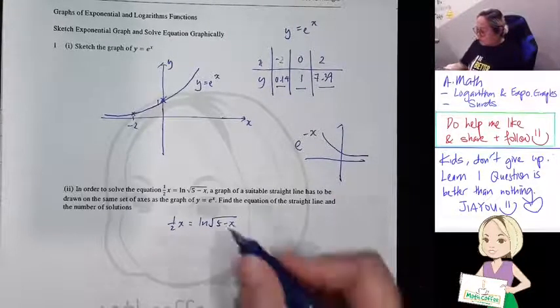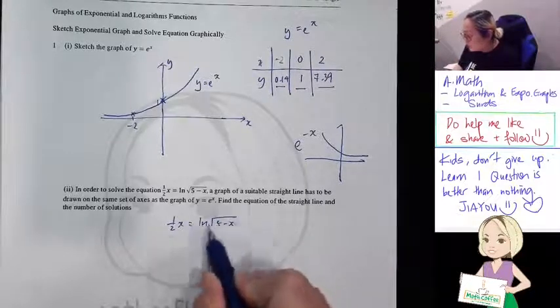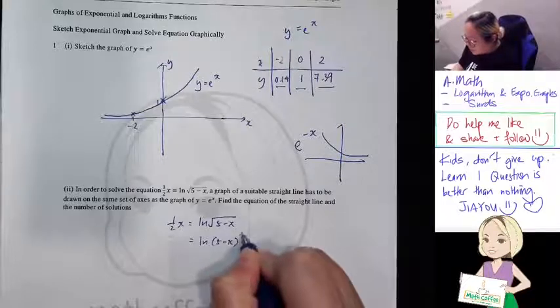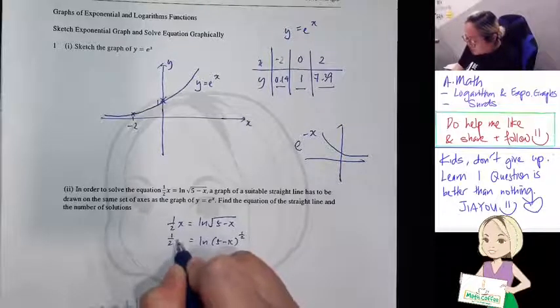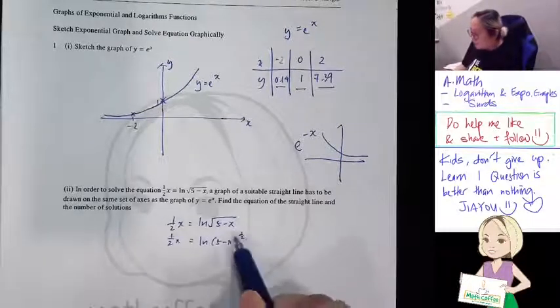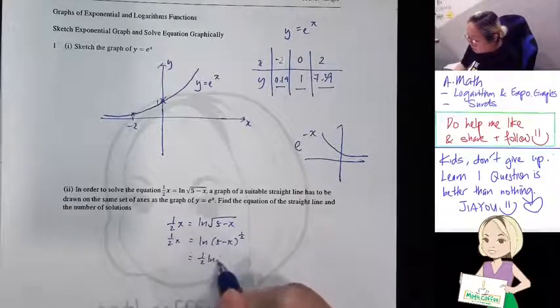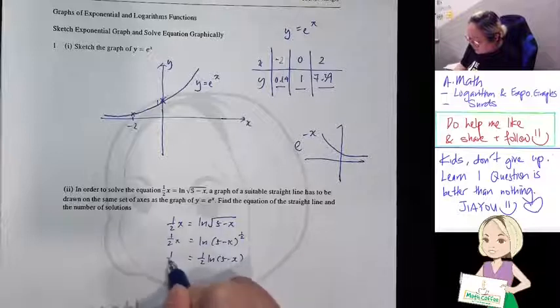Okay? So over here, what we're going to do is, you must know square root is a half. So this is ln 5 minus x to the power of half. So this is half x. Okay, power law tells us that this half can bring down. So it becomes half ln 5 minus x and half x.